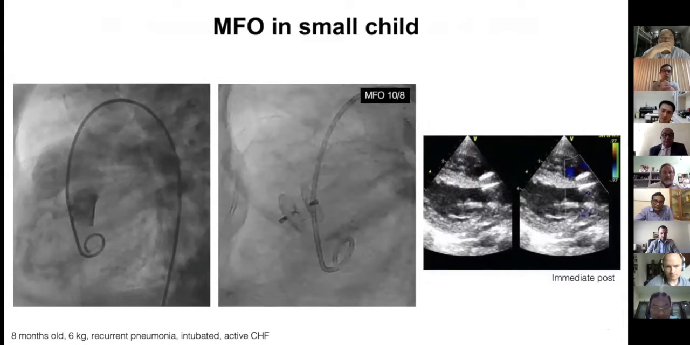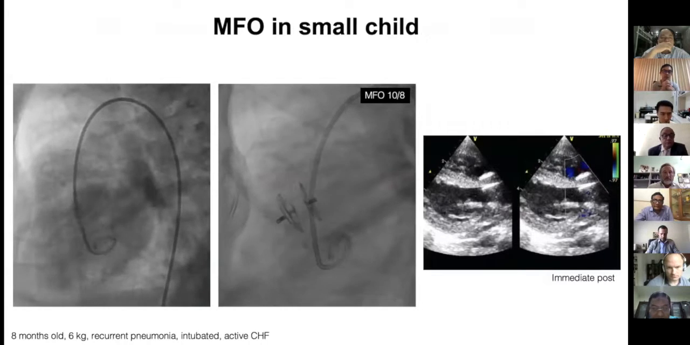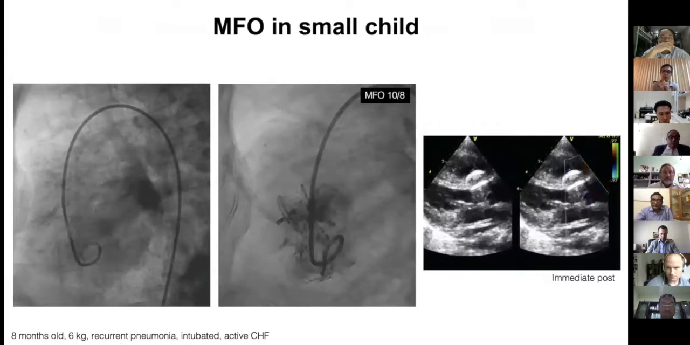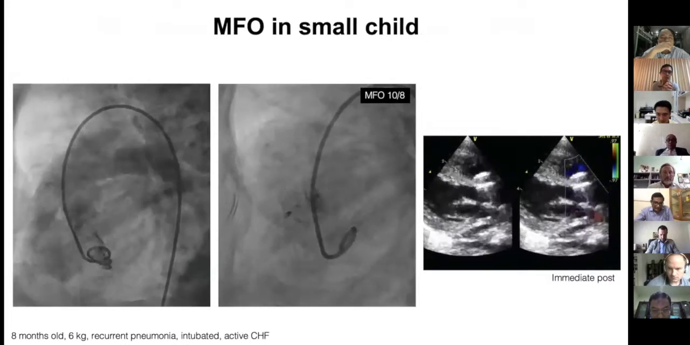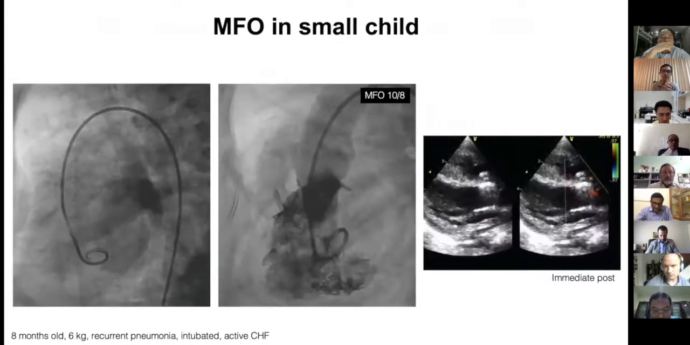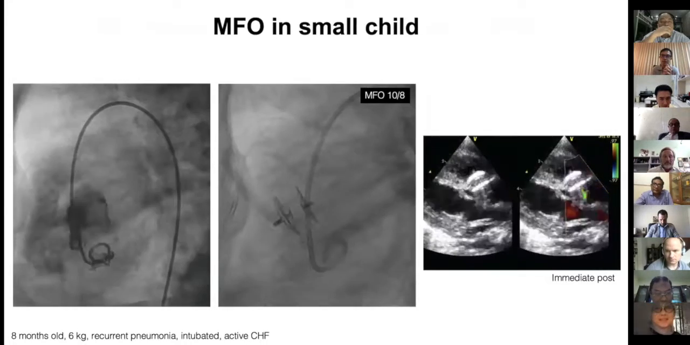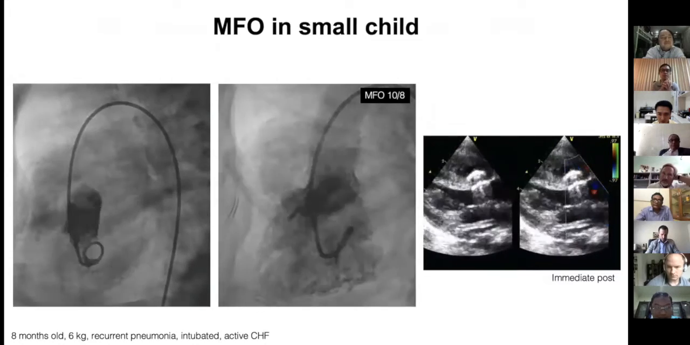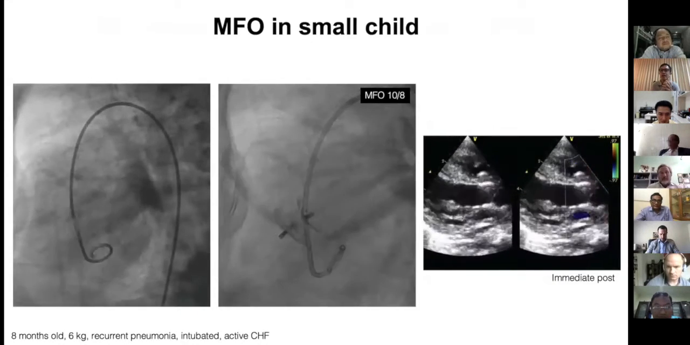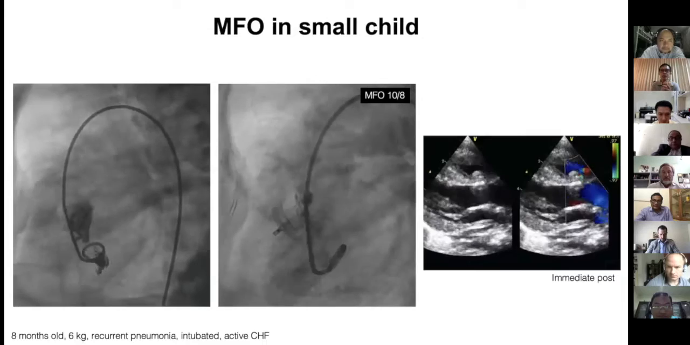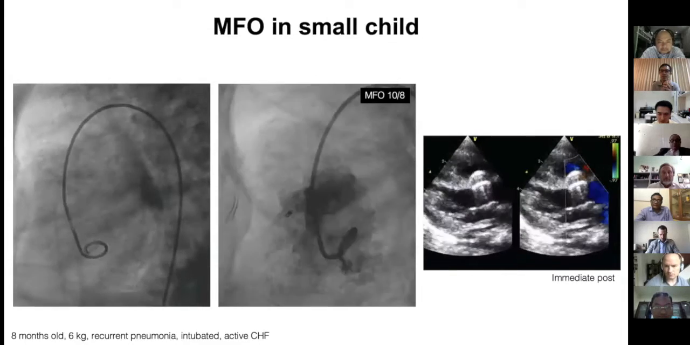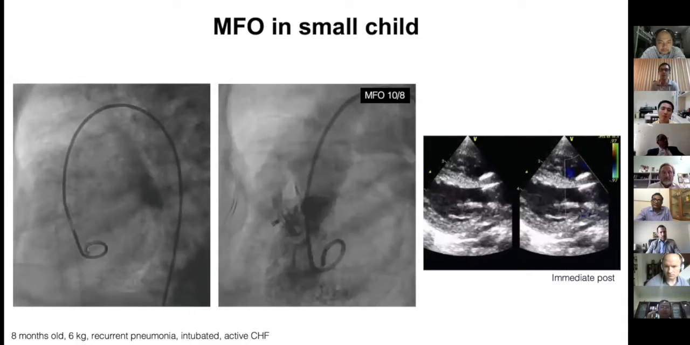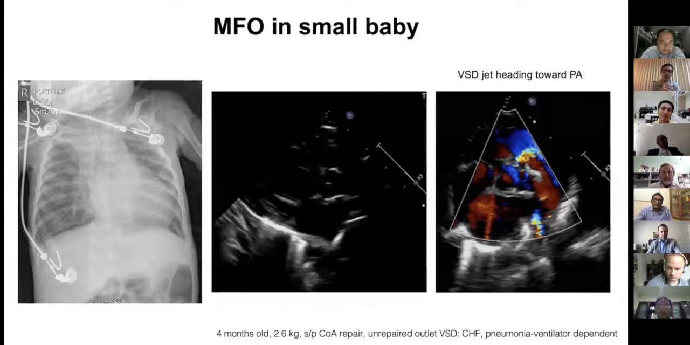And also, just to share with you, as all of the speakers have shared, that this can be used very nicely for small children. And this is one example: 8 months old, 6 kilo, recurrent pneumonia, and that was our very first experience. I think that was almost 3 years back. So again, it's a very nice example of a big device in a small child with very good result. But it's not all the cases.